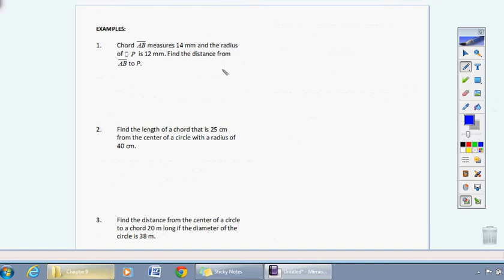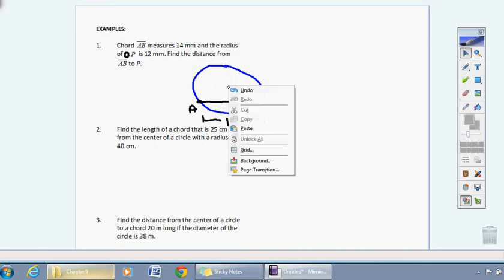So problem 1. I have my circle here. I'm going to do my best to draw circles. It looks more like an egg, but cut me some slack. So I have chord AB. Somewhere on this circle is a chord, so we'll say chord AB. And that chord measures 14 millimeters across. And the radius of, that should say circle P, and the radius of circle P is 12.